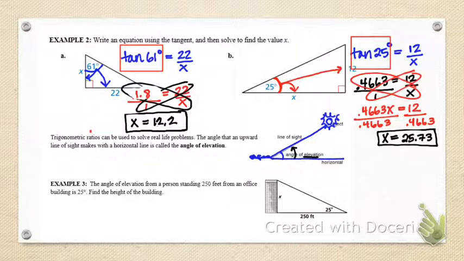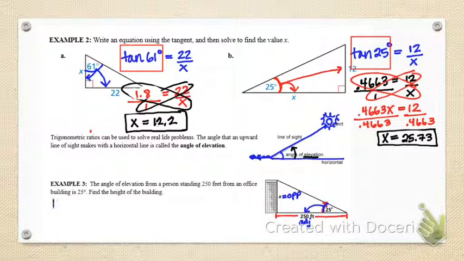So let's take a look at our first real-world application. The angle of elevation from a person standing 250 feet from an office building is 25 degrees. Right, here's my angle of elevation. I'm looking up to the top of the building at 25 degrees. The person is standing 250 feet from the base of the building, and I'm trying to figure out how tall the building is. So what I notice in this problem is that here's my angle, 25 degrees, and relative to my angle, I have the adjacent side, and I would like to know the opposite side. So because I'm working with the opposite and the adjacent, that makes this a tangent problem.